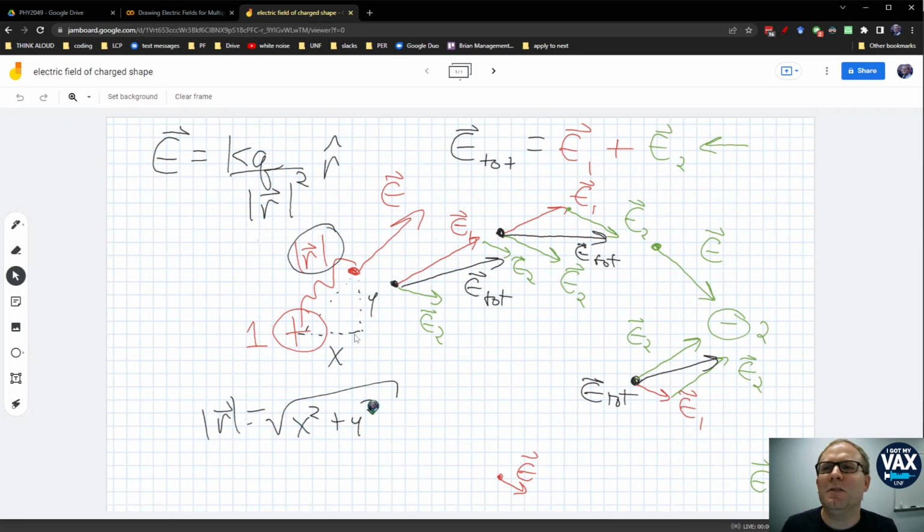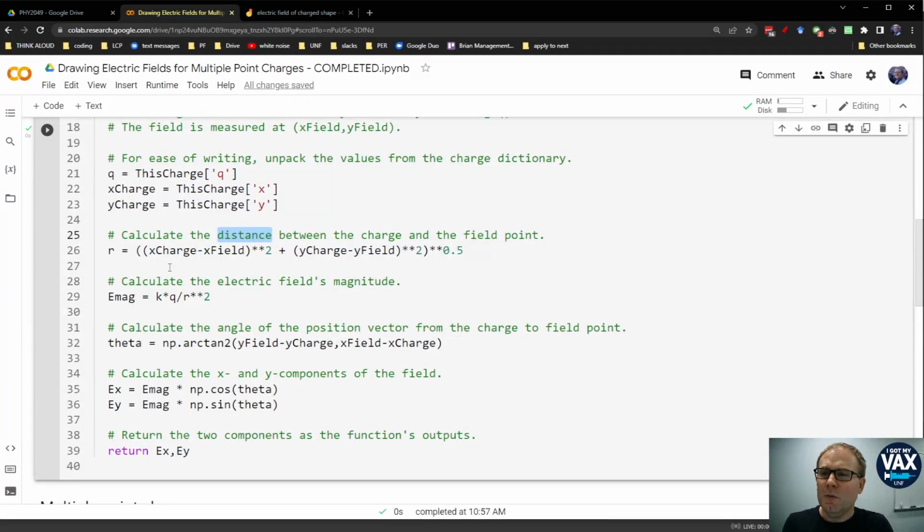You can extend this to 3D if you want, but it's just easier to put everything in 2D for the sake of graphing it and visualizing it. But if you needed to do 3D, you could just tack on a plus z squared there inside the square root. No real big deal. It just keeps extending to however many dimensions you are working in. And so that's what we're doing here. We're taking that x distance squared plus the y distance squared all inside of a square root.